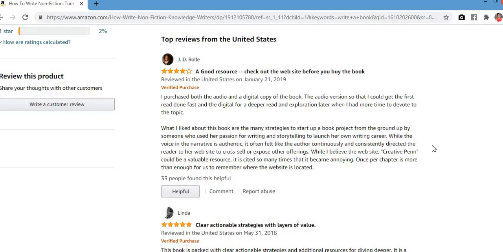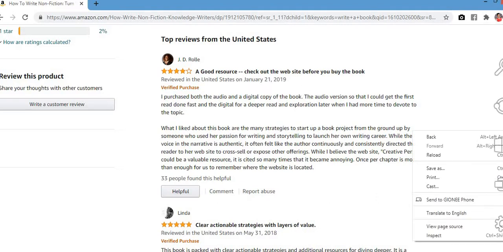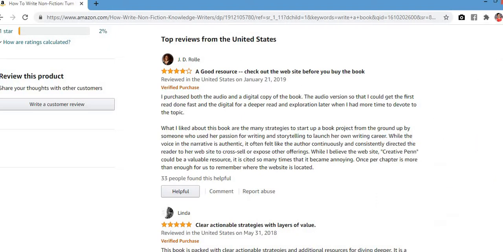Go through reviews in your niche. Go through reviews of books written about your idea, okay? So that you find out the good reviews, what people are commending the authors for, and what people find annoying, what people do not like, what people find disgusting. Once per chapter is more than enough for us to remember where the website is located. Okay, she kept upselling her product, so this person doesn't actually like it. Okay, so that's what we got there.